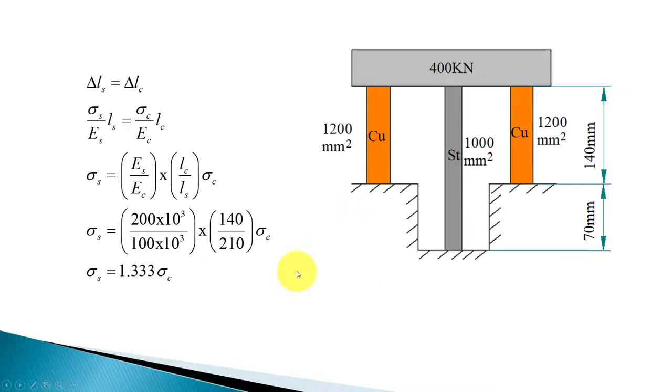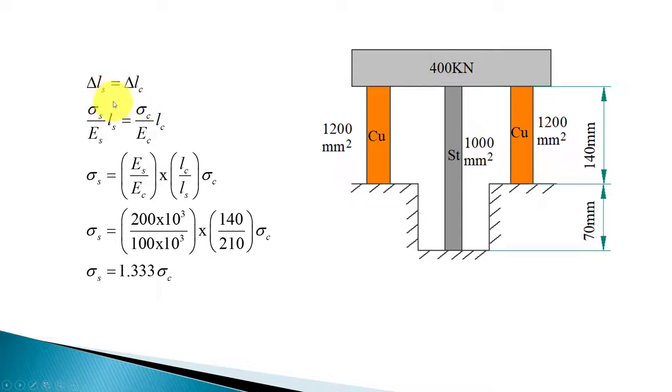Now let us calculate the stresses induced. We know the deformations in steel and copper are equal. Assuming that the load remains horizontal, each bar will compress equally. So the deformation produced in copper and steel are going to be the same, and each rod will undergo the same amount of reduction in length. So delta LS is equal to delta LC.